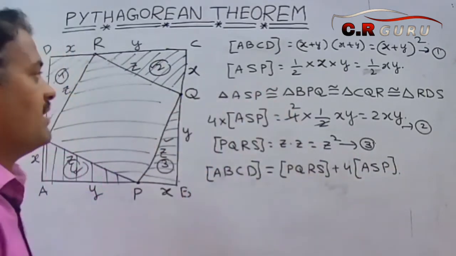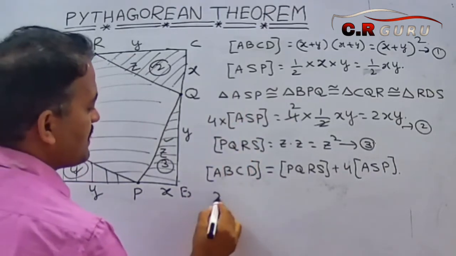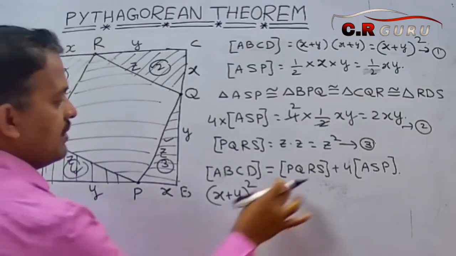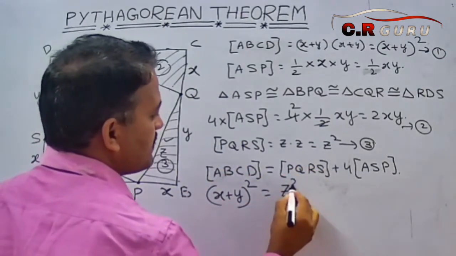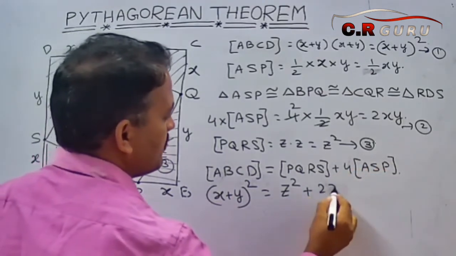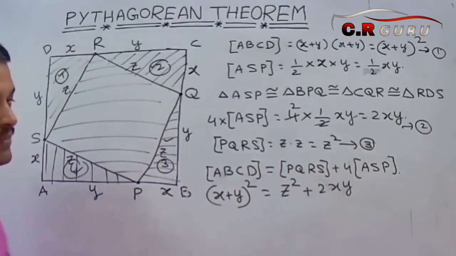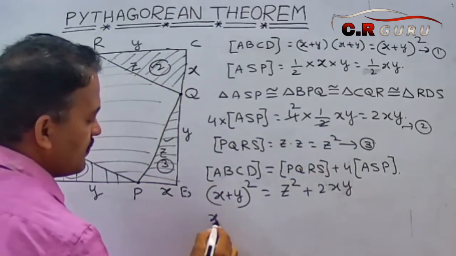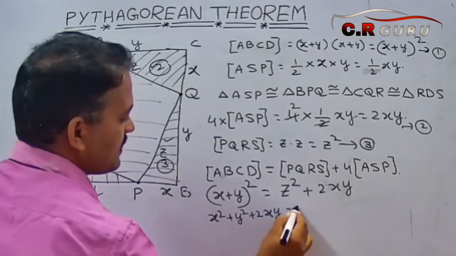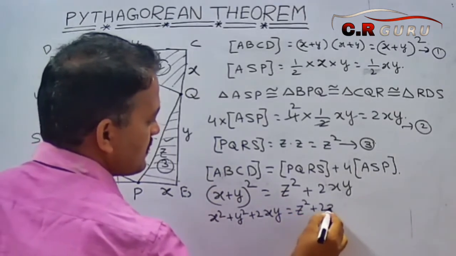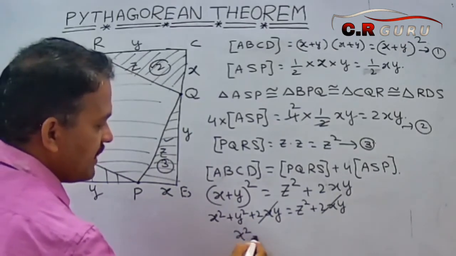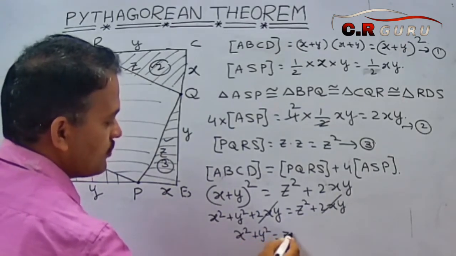So now substitute the values. The area of the square is x plus y whole square, which equals the PQRS area, z square, plus 4 into the area of triangle ASP, which is 2xy. Now x plus y whole square is x square plus y square plus 2xy, which equals z square plus 2xy. The 2xy cancels, and finally x square plus y square equals z square only.